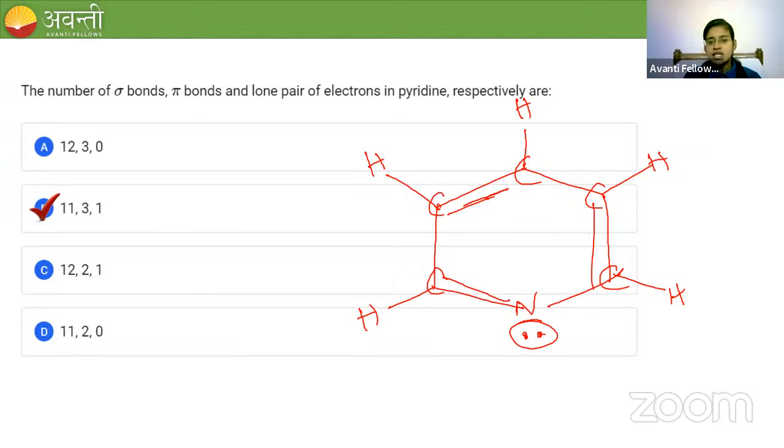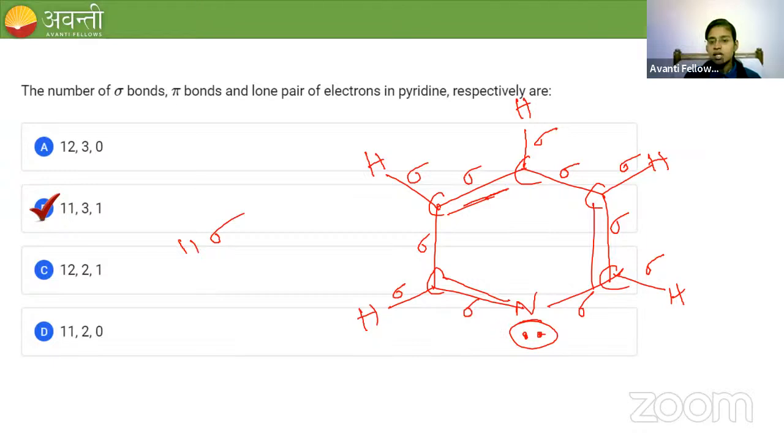Now you can check the sigma bonds. Let me start with carbon hydrogen sigma: 1, 2, 3, 4 and 5. Then go for carbon carbon sigma. Each carbon is having a double bond, right? So here we are having a double bond. One is sigma. So already we have 5 and this is 6, 7, 8, 9, 10 and 11. There are 11 sigma bonds.